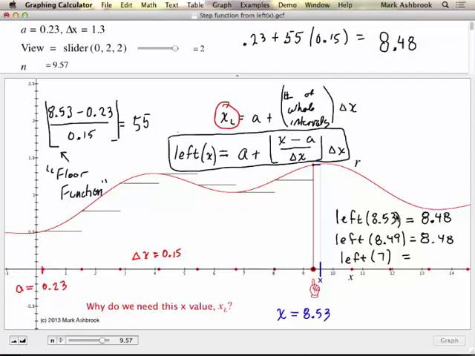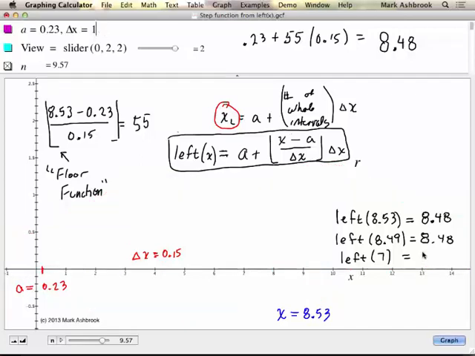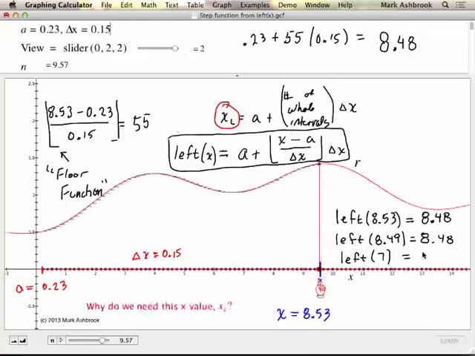So now, how do we get the rate at 8.53? R of 8.48. How do we get the rate at 8.49? R of 8.48. Anyone find left of 7? So that was with the old delta x. What was it again? 0.15? So what was our left of 7? 6.9. So how do we get R of the pretend rate at 7? R of 6.98.